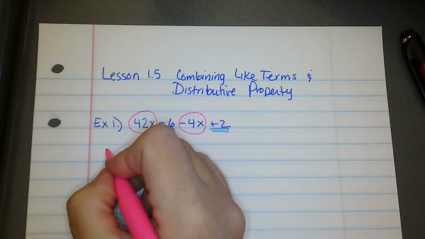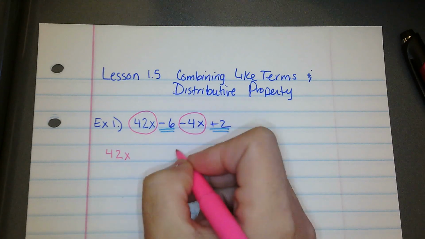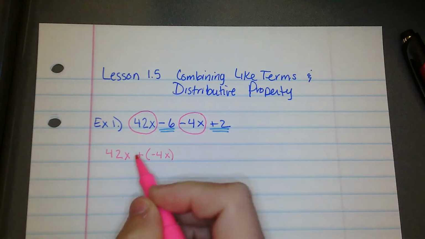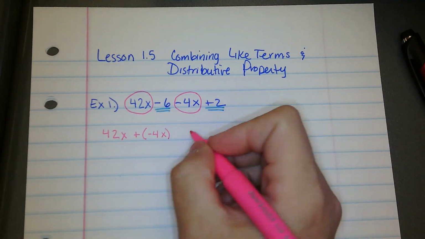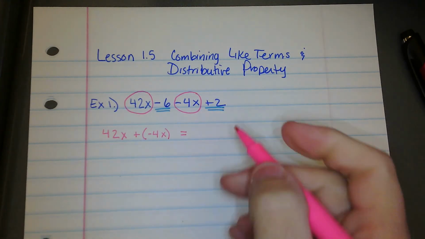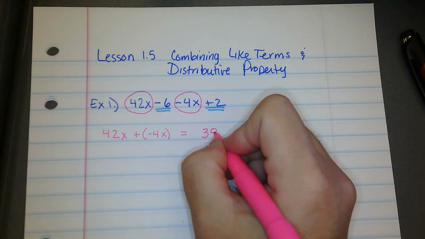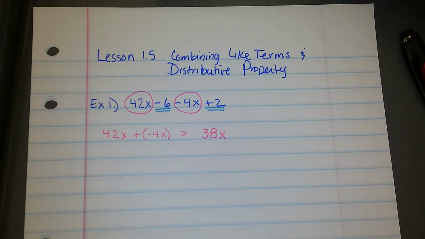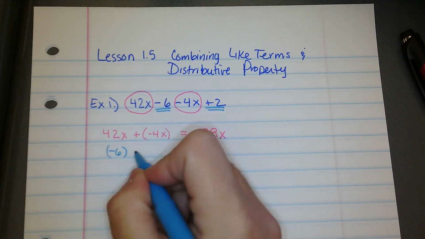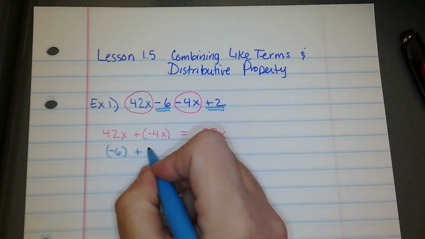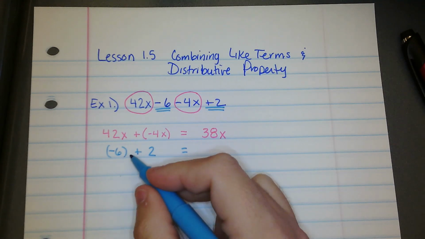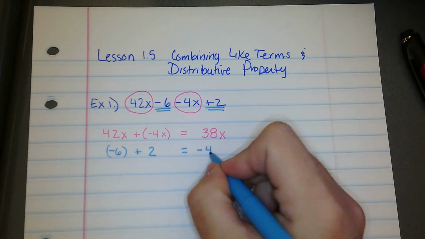So remember, when we are doing this, I'm actually adding when I combine like terms. So this is 42 plus negative 4. Remember that they're on opposite sides, so they're going to fight. The positives are going to win, and there's going to be 38 positive x's left. As far as the blue ones, I've got negative 6, and I'm adding it to positive 2. They're going to fight because they're on opposite teams. The negatives are going to win, and there's going to be 4 negatives left.